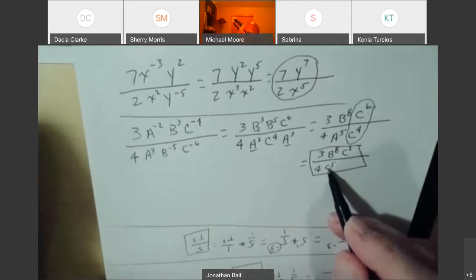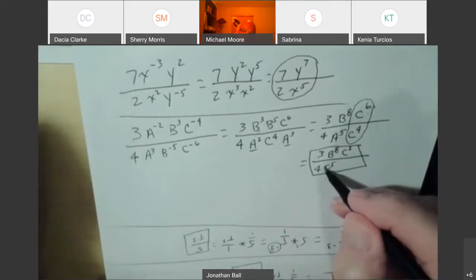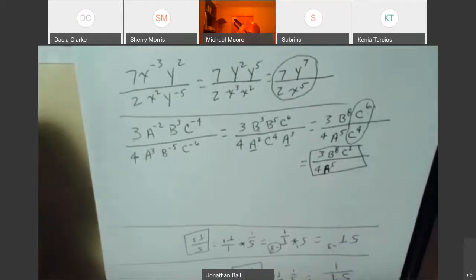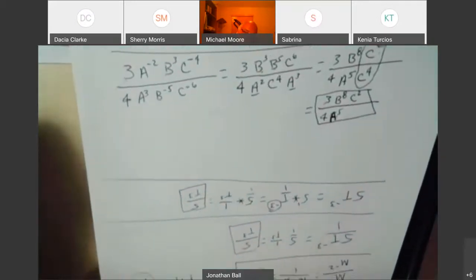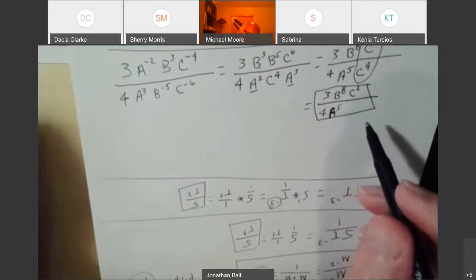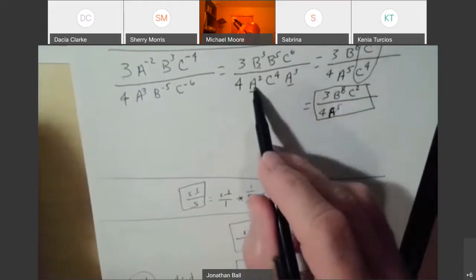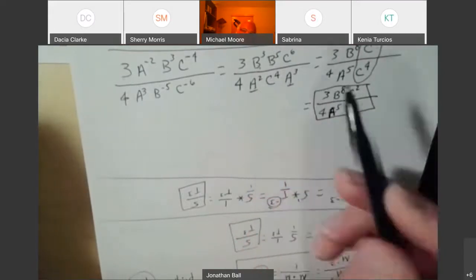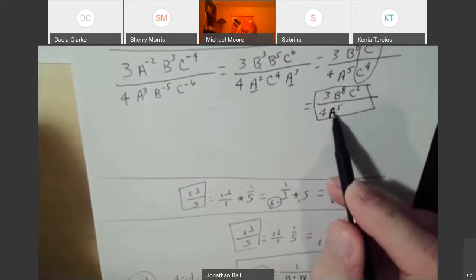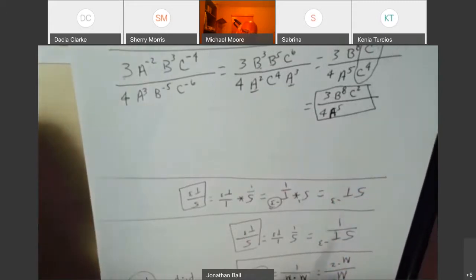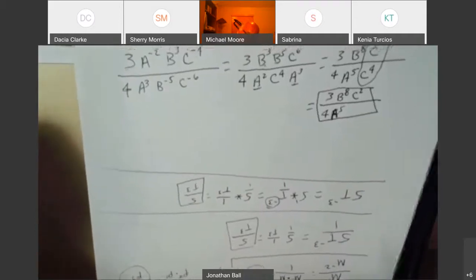Wait a minute, what is this? It's supposed to be an a. Stupid boy. I'm sorry, I'll do better. In fact, we had a squared and a cubed, which is a to the 5th. Everybody got it? Okay.